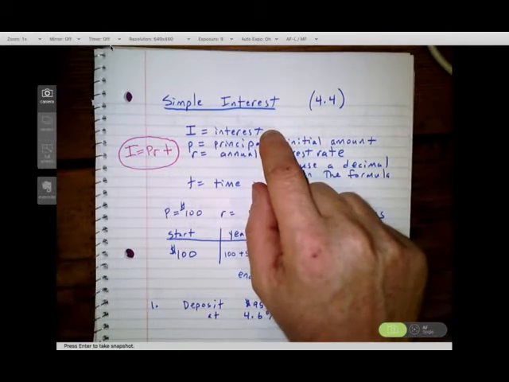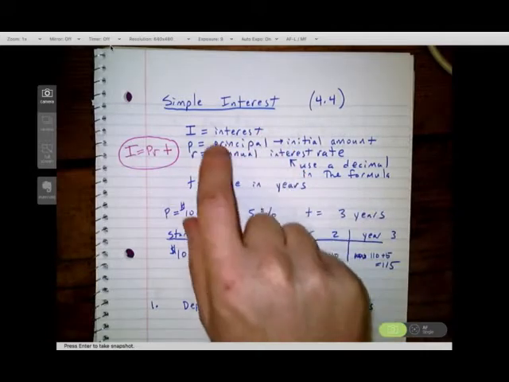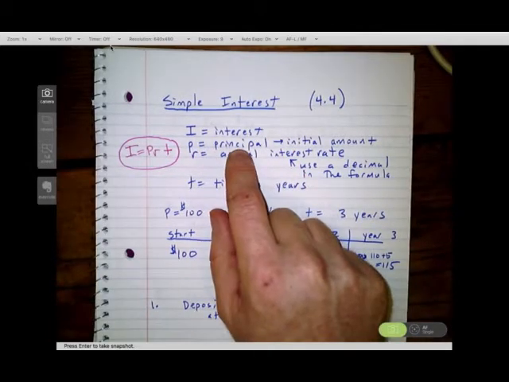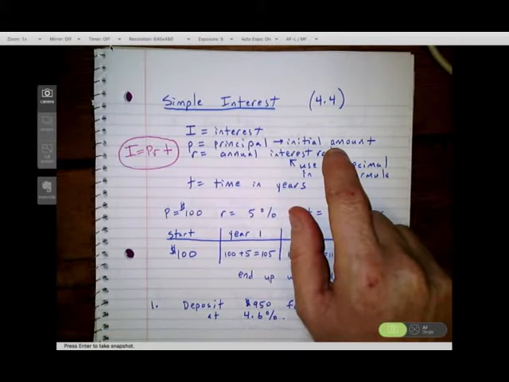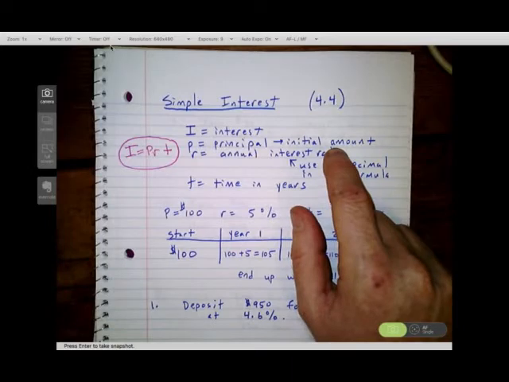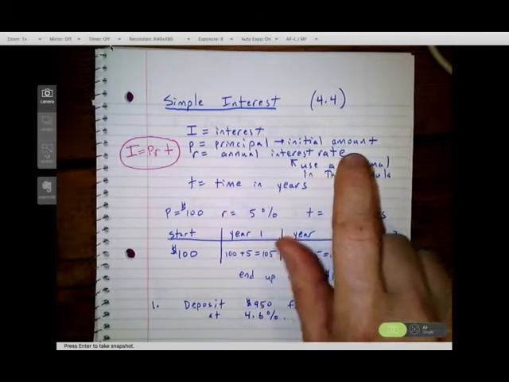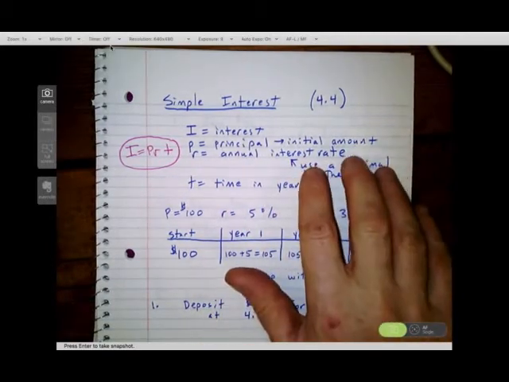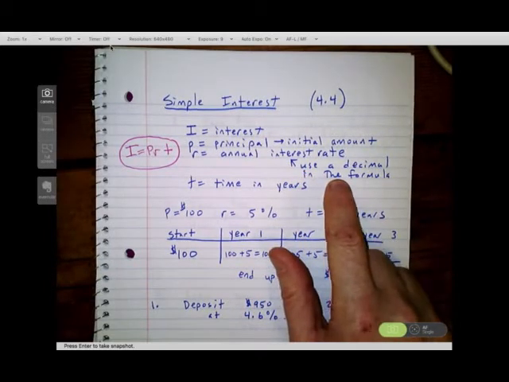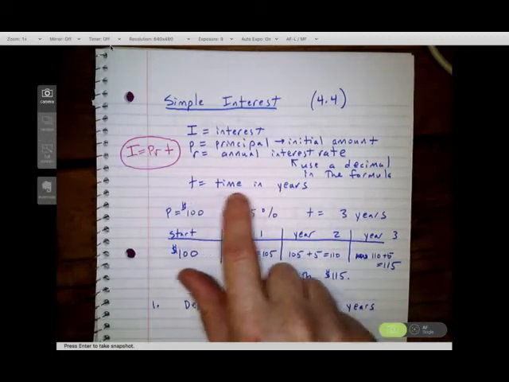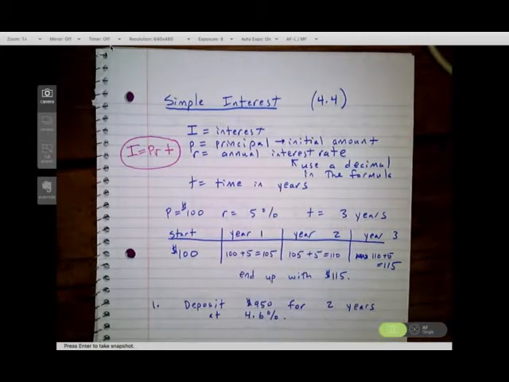I is the interest that you will earn or that you have to pay the bank if you make a loan. P is the principal. Now the principal is just a fancy name for the initial amount of money you've deposited in the bank or borrowed from the bank. So P is the initial amount, the principal. R is the annual interest rate. Now when we use the interest rate in the formula, we're going to have to change it from a percent to a decimal. So we're going to use a decimal in the formula. Make sure you change it. And T is the time in years, and we'll have to be careful about that too.